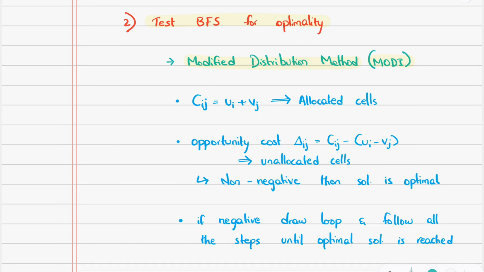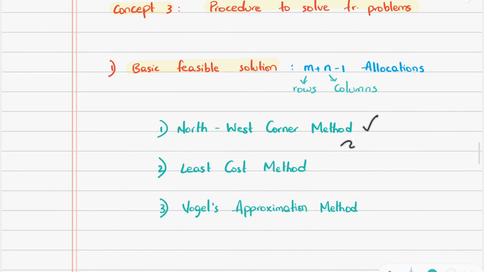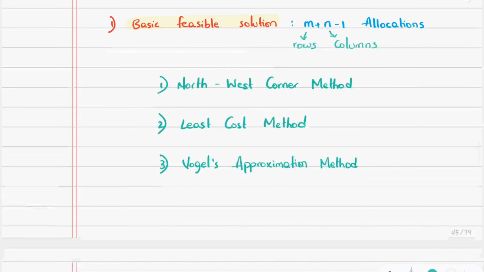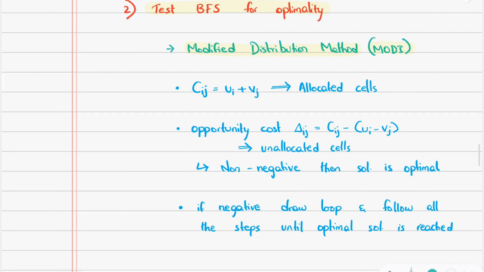This is it for this video, guys. In the next video, we are going to discuss the northwest corner method, least cost method, and Vogel's approximation method. When you are comfortable with finding the basic feasible solution, we will move forward and talk about the modified distribution method. I assure you we are going to cover all these steps, and it is not as complicated as it seems.